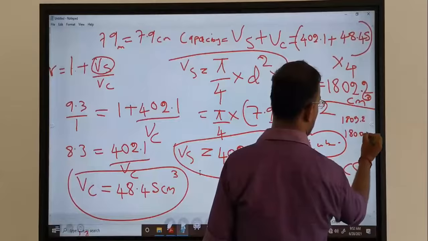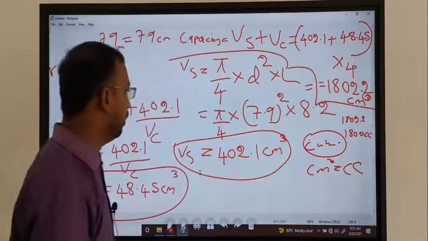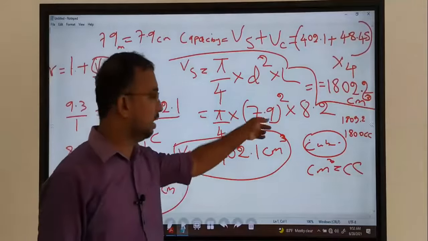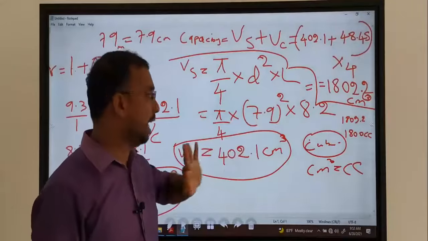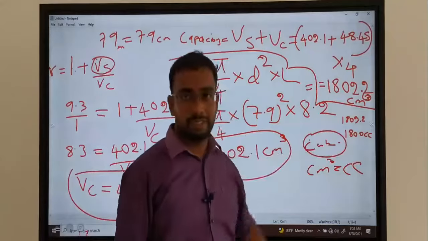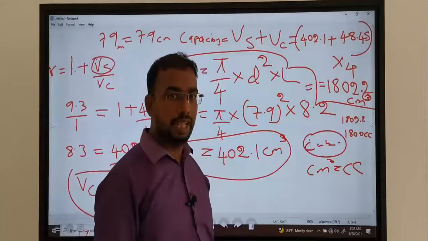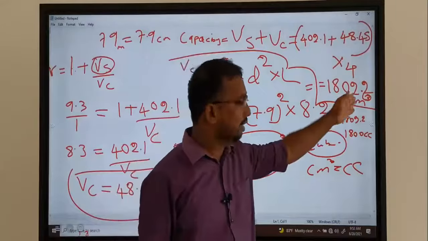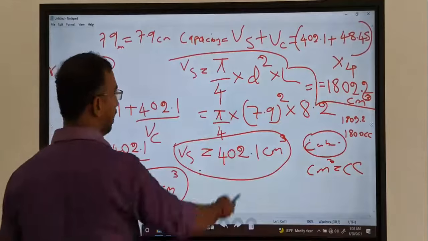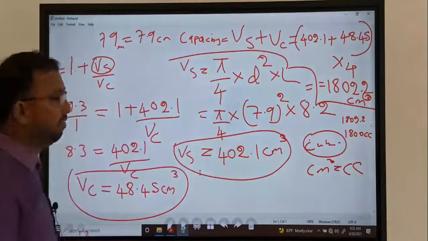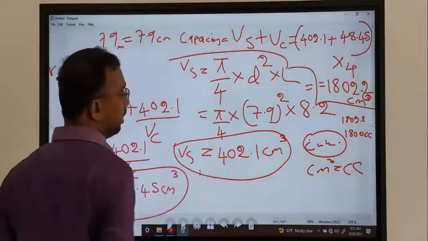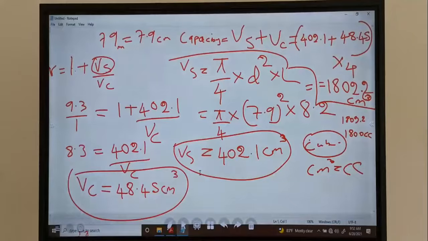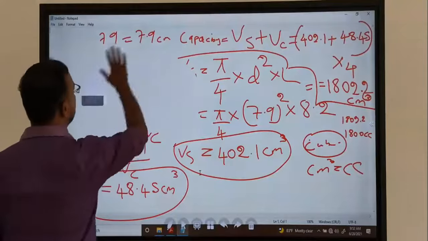Around 1800 cc. Okay, so now I told why we need to use centimeter here, as we can use millimeter or anything. The standard unit is centimeter cube. So that's why we call the engine capacity cc, that means the centimeter cube. So when we find the engine capacity, we use these centimeter values. So this is the first question.